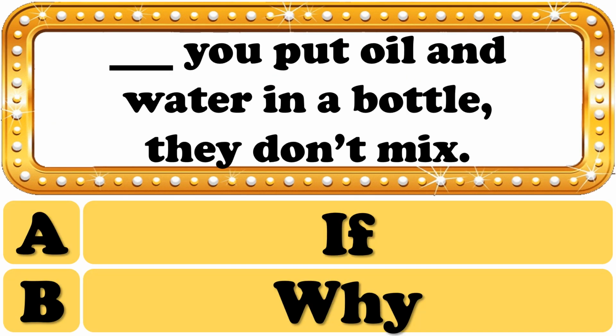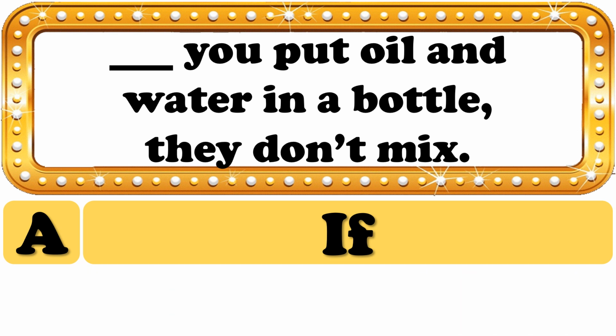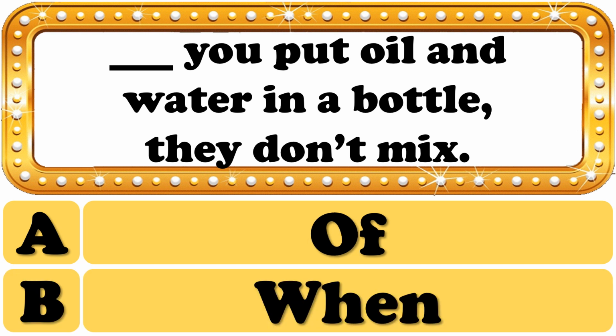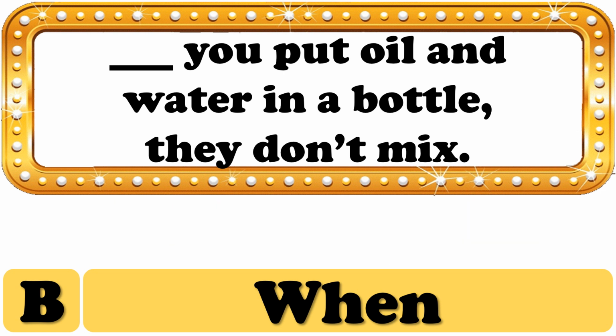Take a look at number 1. Which one, A or B, would you use to finish this zero conditional sentence? The answer is A. If you put oil and water in a bottle, they don't mix. But if you shake that bottle, they will start to mix. How about this one? Which one, A or B, will finish this zero conditional? The answer is B. When you put oil and water in a bottle, they don't mix. So we could use if or when.